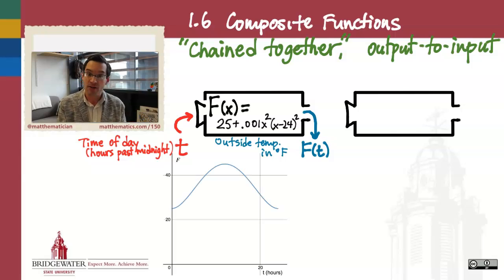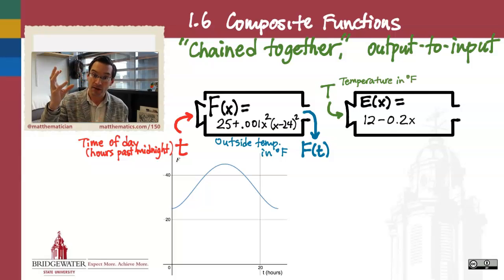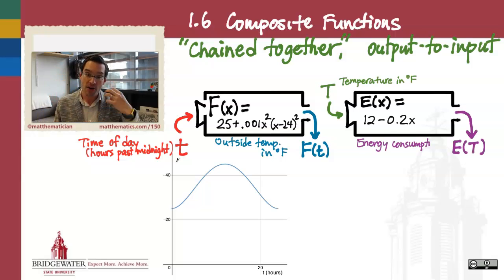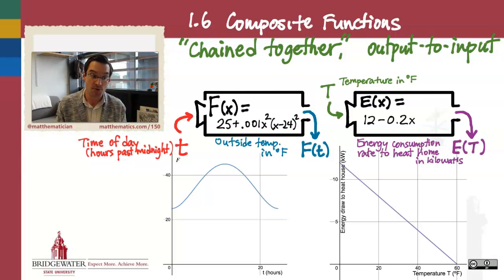And then suppose I have a second function. The second function's job is to tell me, based on what temperature it is outside, how much energy my oil-burning furnace at home is going to be consuming. What's the energy consumption rate going to be in kilowatts? So maybe I have a function for that, because the outside temperature directly can tell me, uniquely, how much energy my furnace at home is going to have to consume. What's the rate of energy consumption? So for example, if it's 20 degrees outside, it looks like my furnace is probably consuming about 8 kilowatts of energy to heat my home.